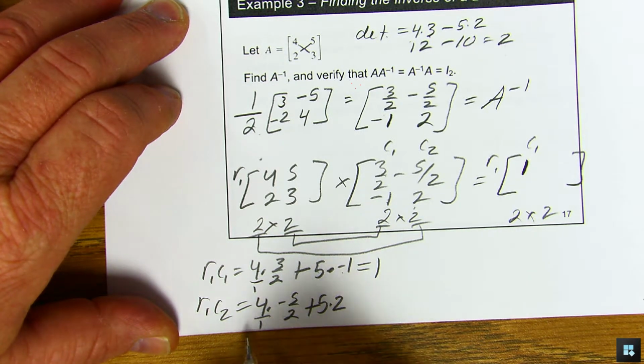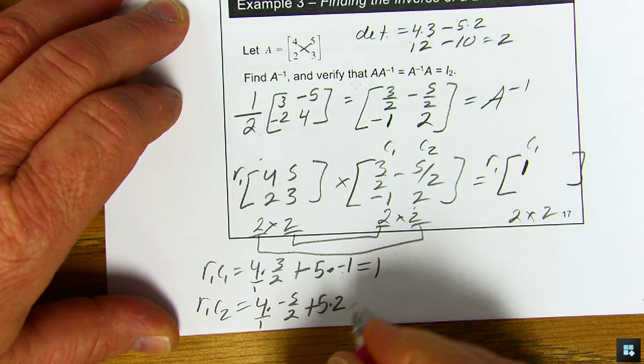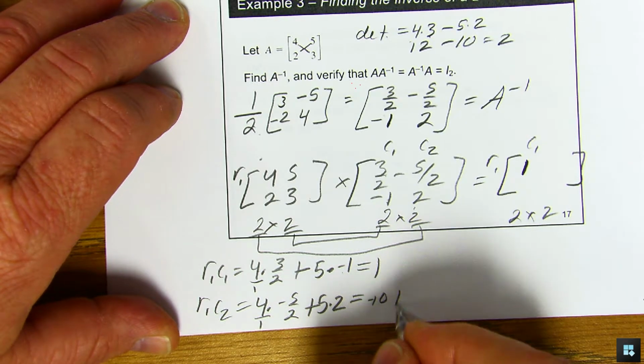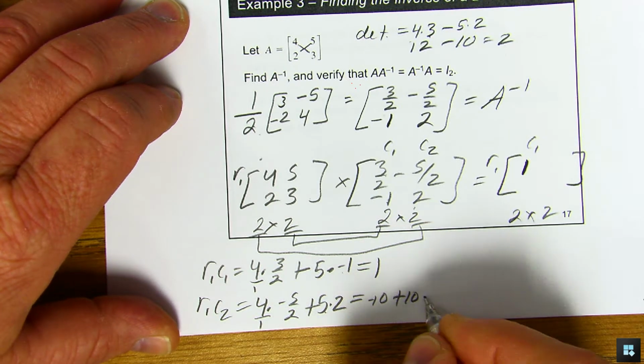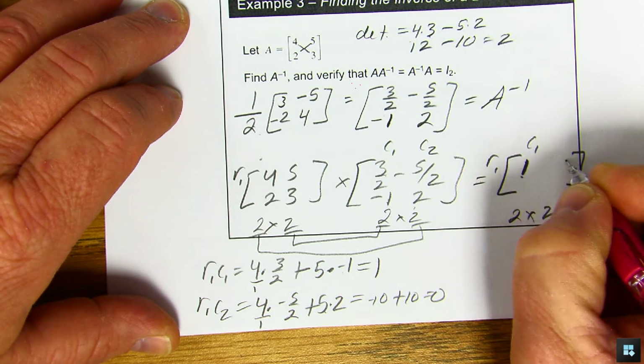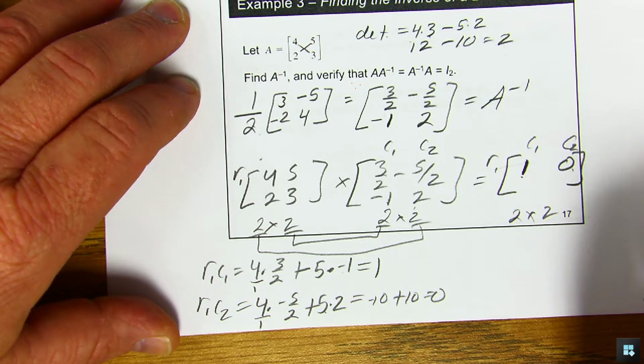4 times negative 5 is negative 20. Over 2 is negative 10. 5 times 2 is 10. Negative 10 plus 10 is 0. Oh ho ho! That's row 1, column 2. That's what I wanted to see. Right there is a 0.